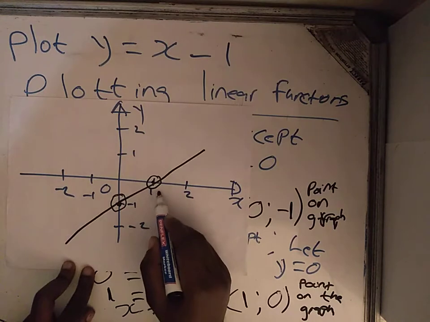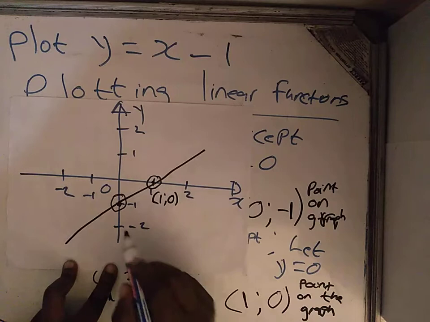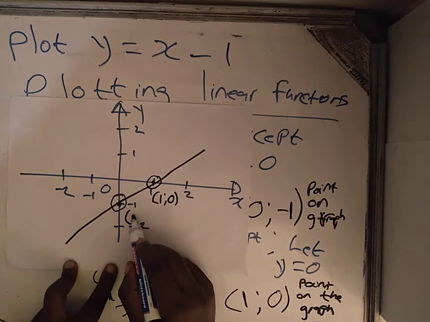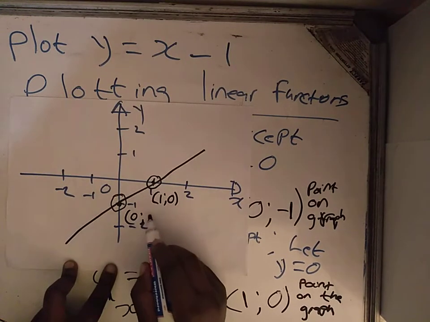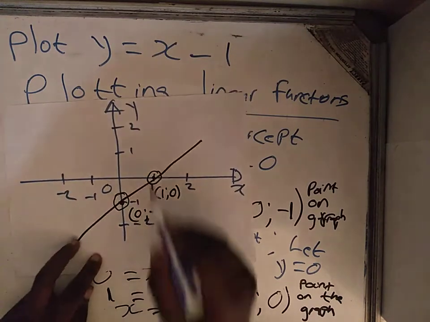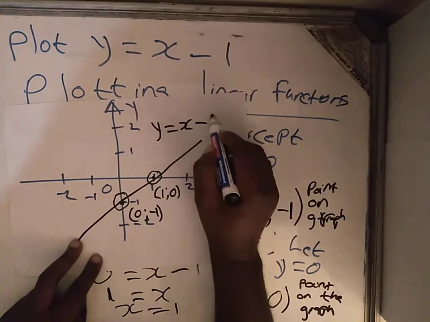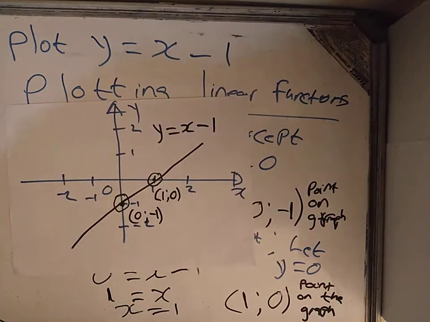And then after that, you must label your points. So for example here, you must know that you've got x, that is 1, and then y, that is 0, and then here you've got x, that is 0, and y, that is what? Your y is minus 1, and then the name of your equation is y is equal to x minus 1. Right, so you did plot your graph, and after plotting and labeling everything, then everything is fine.